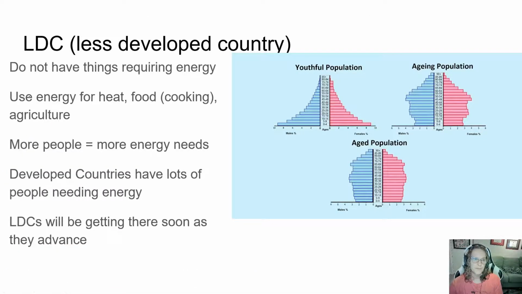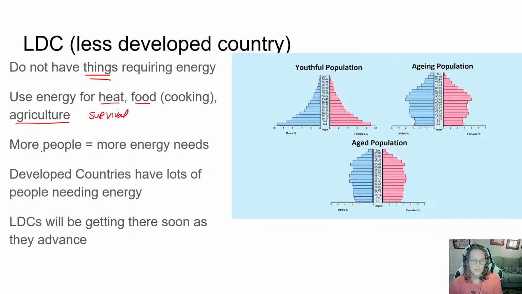Okay, well, a less developed country, they don't have stuff. They don't have a TV, a house with electricity sometimes. They don't have games and phones and computers and a whole bunch of lights. They probably have one or two lights. So they don't have a lot of stuff that needs to be plugged in. Again, they use most of their energy for heat and food and agriculture, just survival, subsistence.